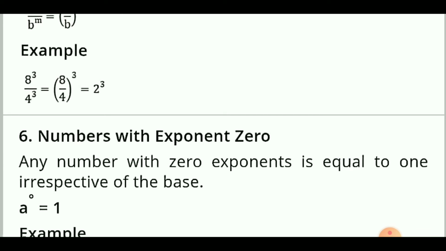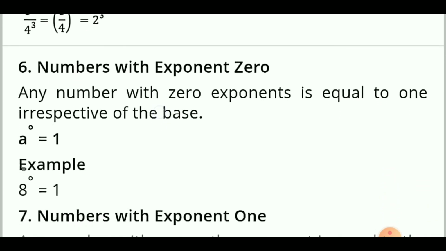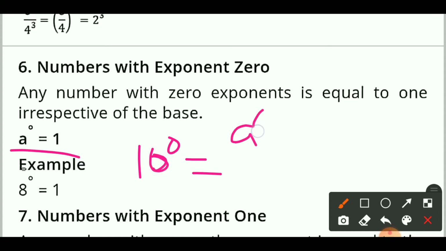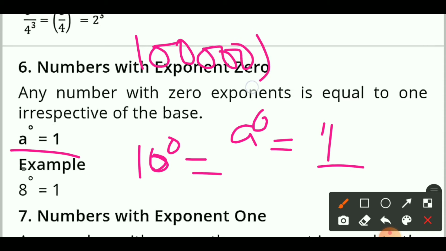Numbers with the exponent 0. In the above example, I told you 10 raised to power 0 you can write. Why is it so? Because of this: if you have the power 0, the answer is always 1. Even if the base is hugely big, say 1 lakh, and you put the power 0, the answer is always 1.